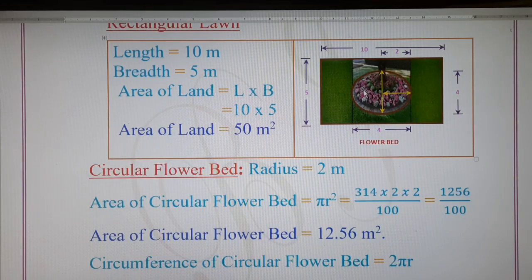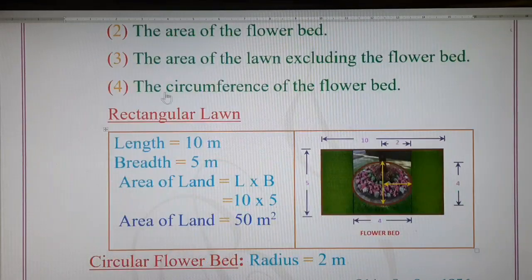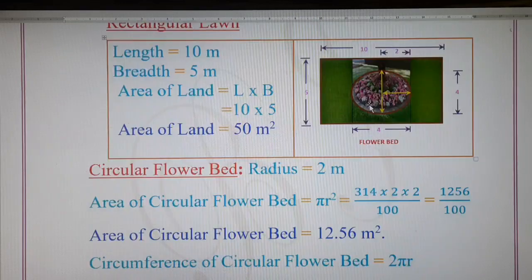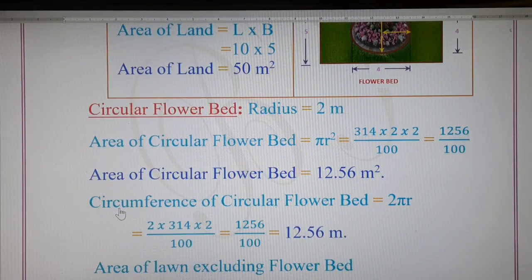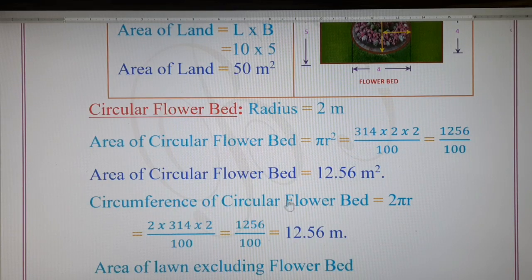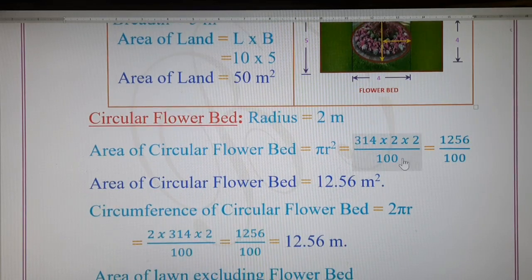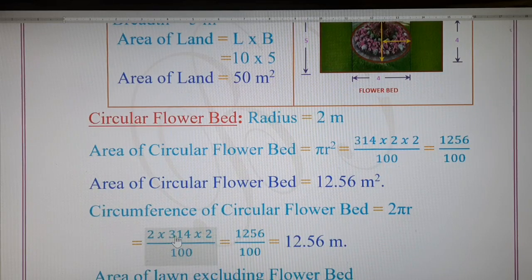Now after finding the area of this circular flower bed, we also have to find the circumference of the flower bed. The circumference of the flower bed we have to find out. So the next topic I have continued, because it is connected with the circular flower bed, I have continued with circumference of flower bed. So circumference of circular flower bed can be calculated by using the formula 2 pi r. So 2 has to be multiplied with pi and pi has to be multiplied with r.